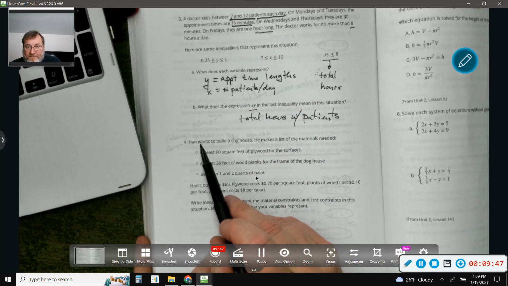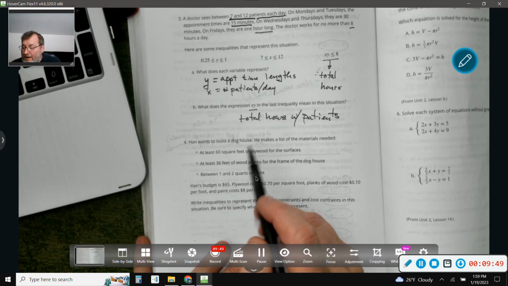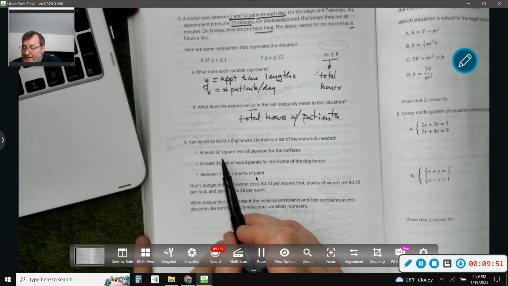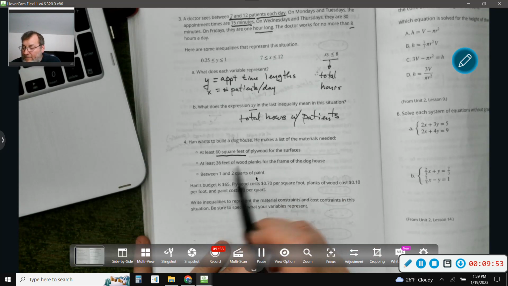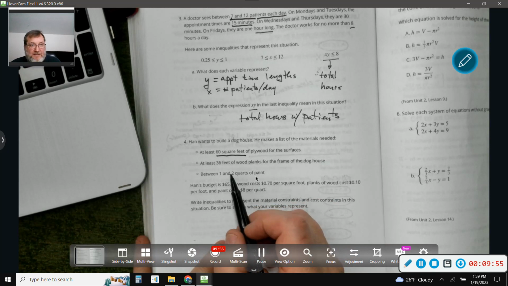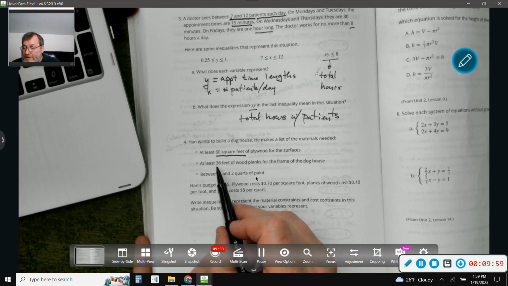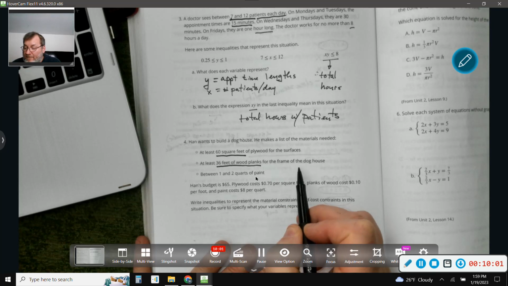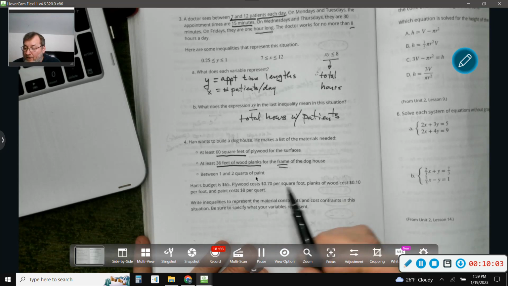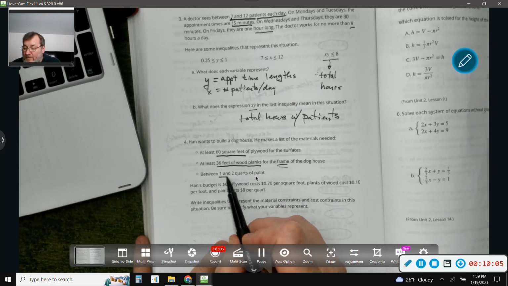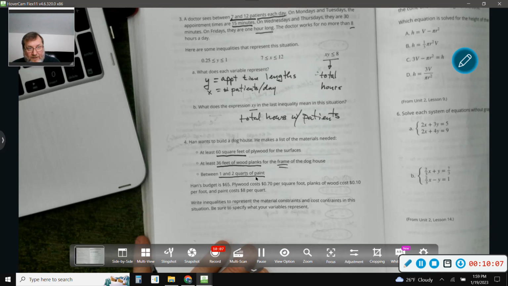Number 4. Han wants to build a doghouse. He makes a list of materials needed. At least 60 square feet of plywood for the surfaces. I'm going to guess that's the sides and the roof. Maybe the bottom. At least 36 feet of wood planks for the frame of the doghouse, and between 1 and 2 quarts of paint to make it look pretty for the dog.